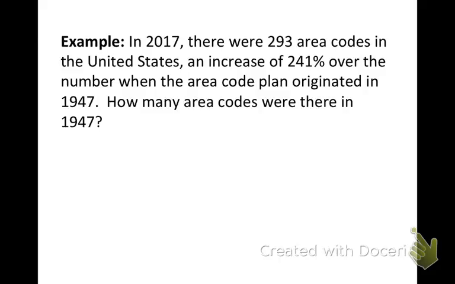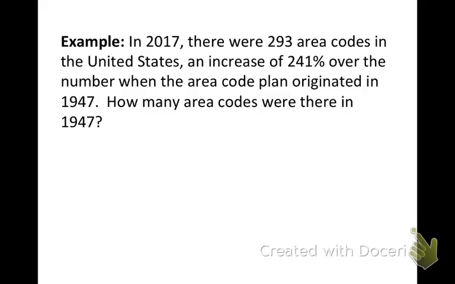Anyways. Okay, so area codes started in 1947. We don't know how many area codes there were in 1947, but we know that there was an increase of 241% in the whole stretch to 2017, which there are now 293 area codes. So, how do you think we could set this up as an equation? Barry, what do we do? X times 2.41 equals 293, because an increase of 241% would be multiplicative.